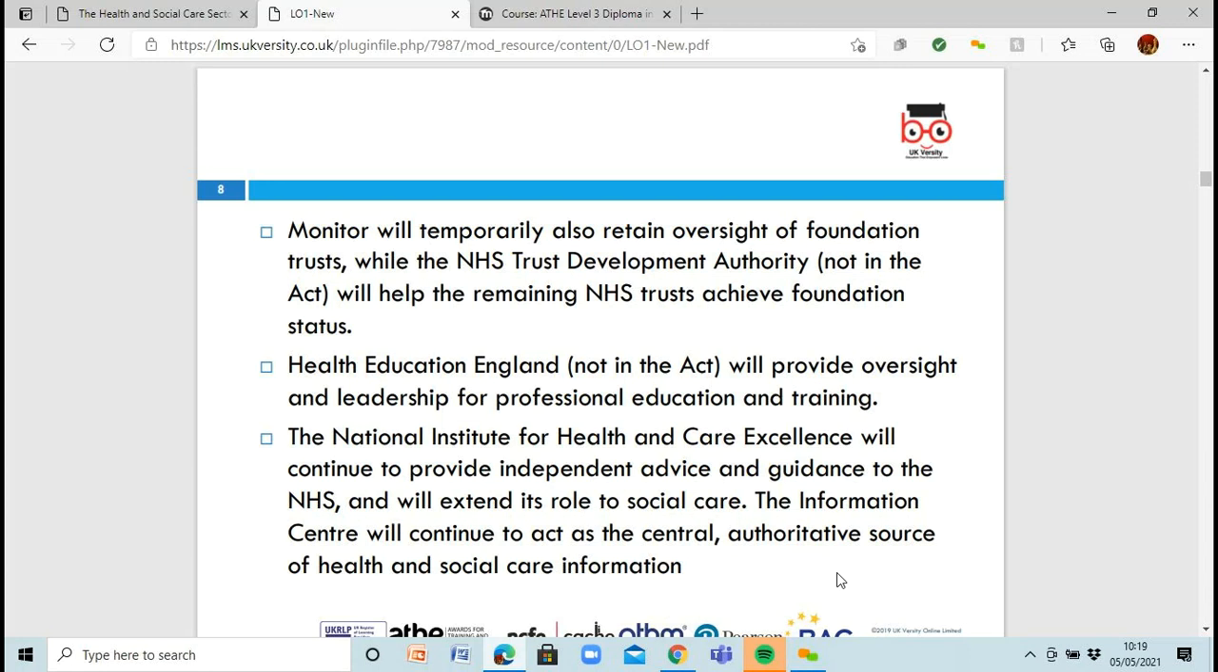Now, the National Institute for Health and Care Excellence will also continue to provide independent advice and guidance to the NHS, and it will also give advice and guidance to the social care sector as well. Now, the Information Centre will also continue to act as the central authoritative service of health and social care information. So the National Institute is where you can get guidance, advice, and information.